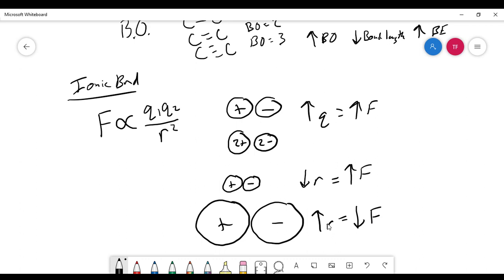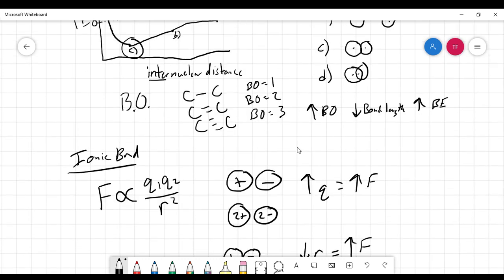So in this video, we've talked about bond strength of ionic and covalent bonds, and also bond length when it comes to covalent bonds.